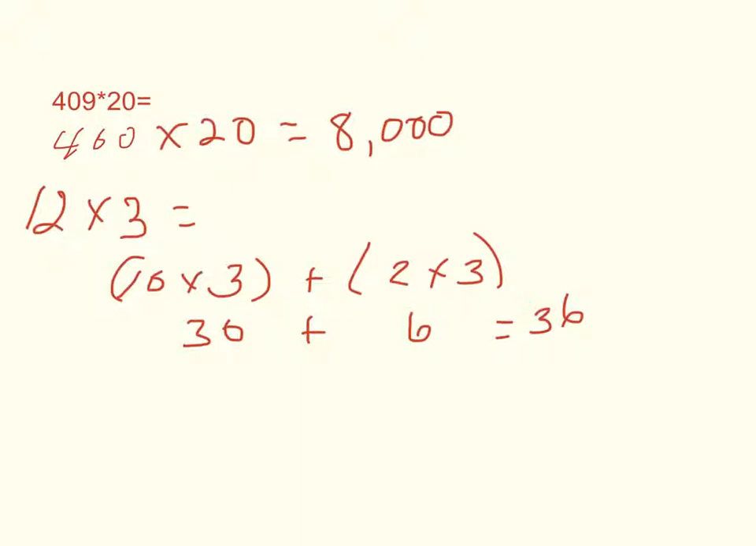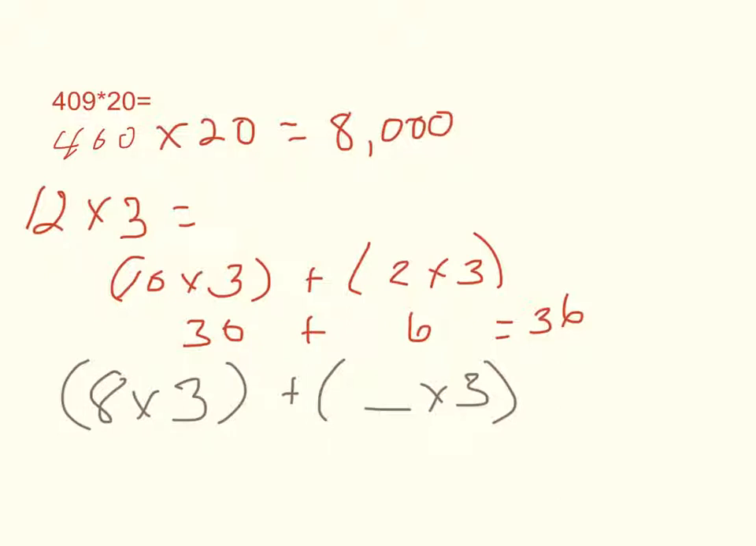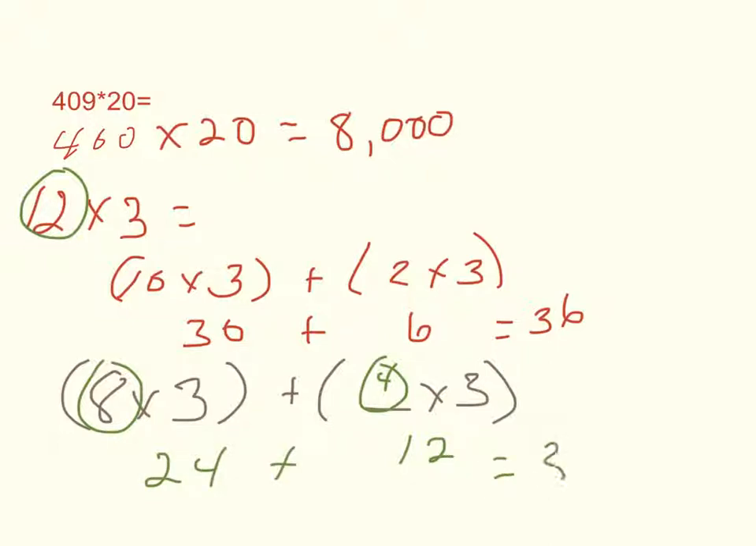You could also say it's 8 times 3 plus what times 3, and you know that your 8 and whatever this number is has to equal this 12. So this is going to be 4. 8 times 3 is 24. 24 plus 12 is 36. It doesn't really matter how you break it apart using the commutative property. It's just important that when you break it apart, you keep all your pieces there.